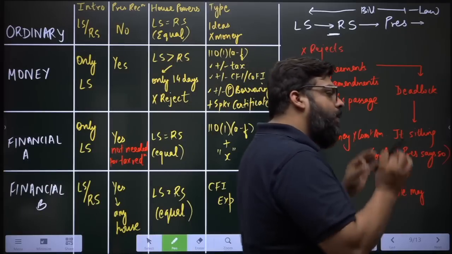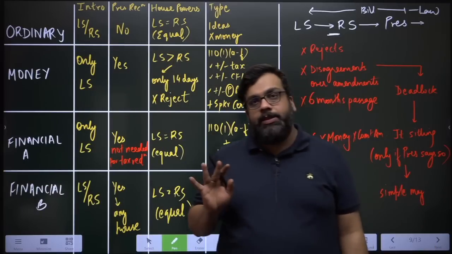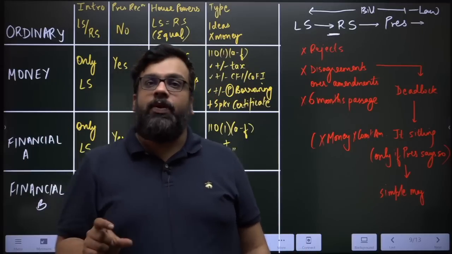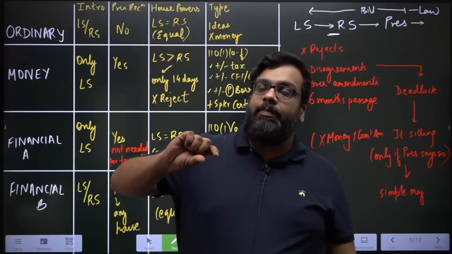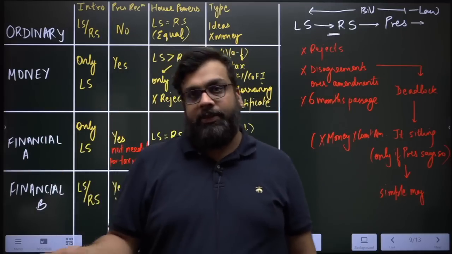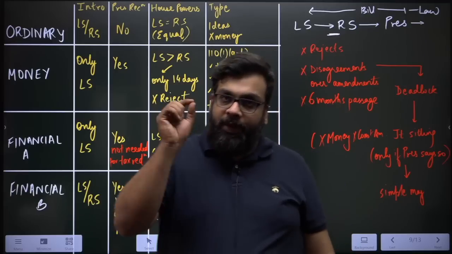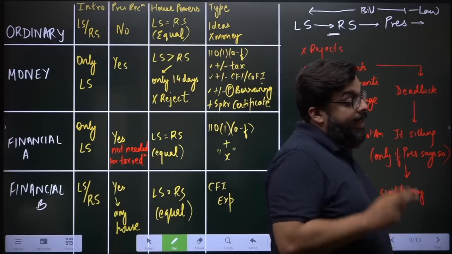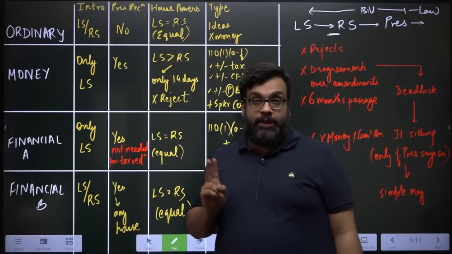There cannot be any bill which will only be passed by one house. The second house may play a lesser role. The second house may be overruled by the first house. That's all right. But for a bill to be passed, or for a bill to be made a law, it has to be passed by both the houses.